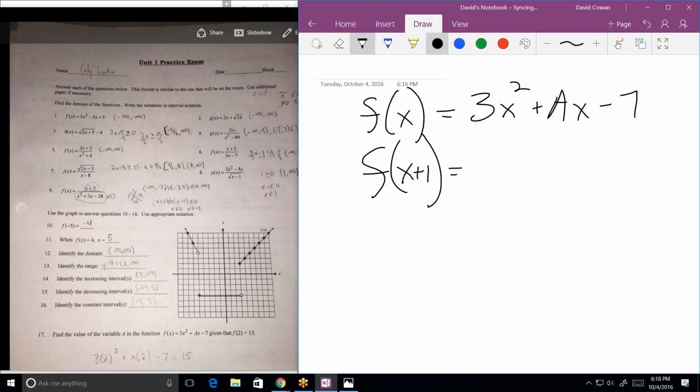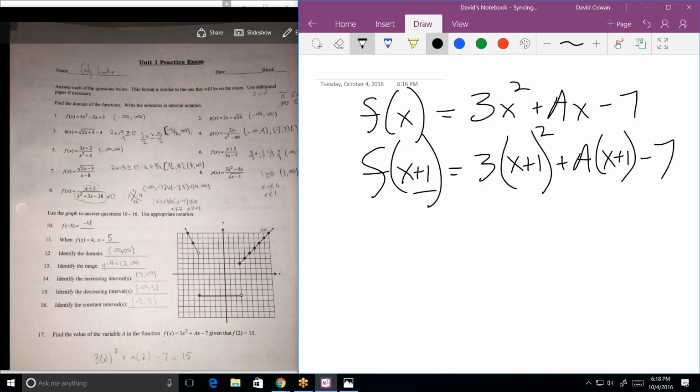X plus 1. Plug it in for wherever you see x. Okay. X, yeah. That's the rules of the game. You go from there. Okay, yeah. But I get that.